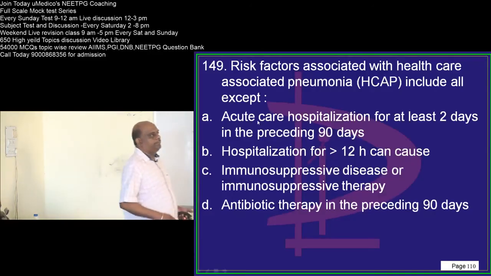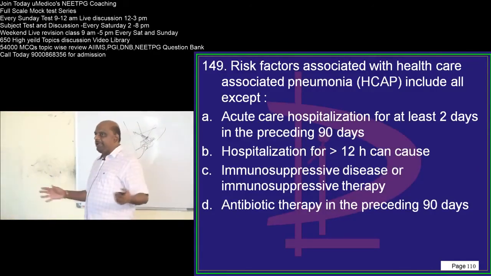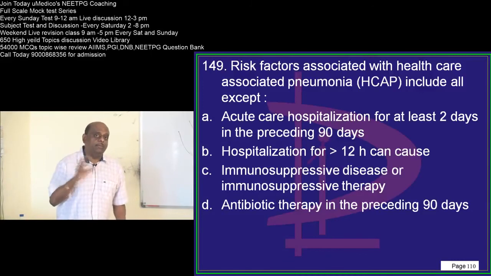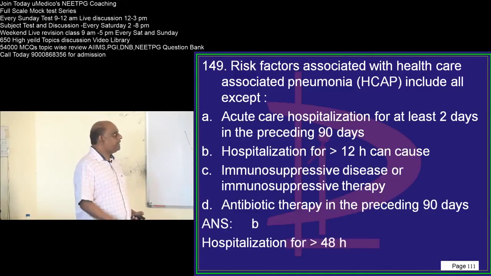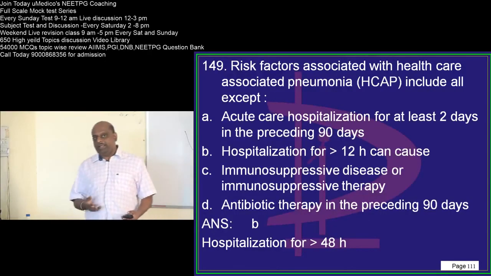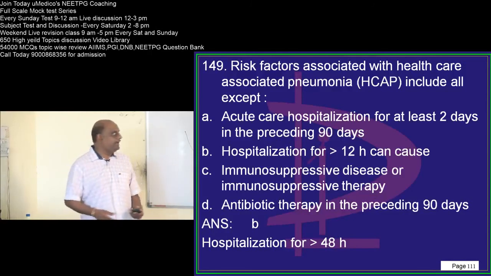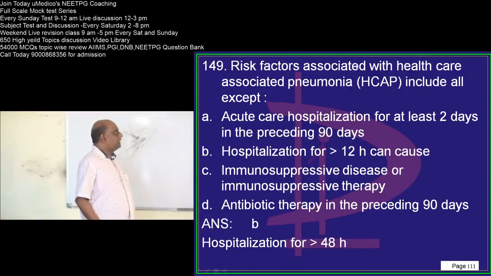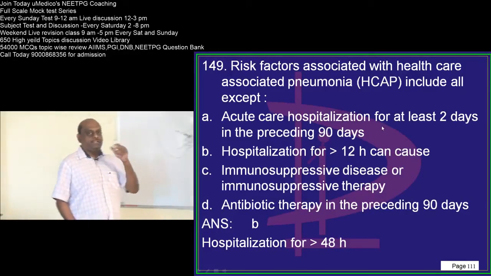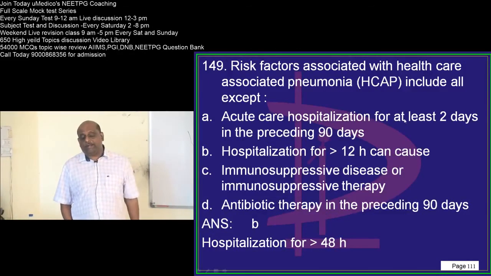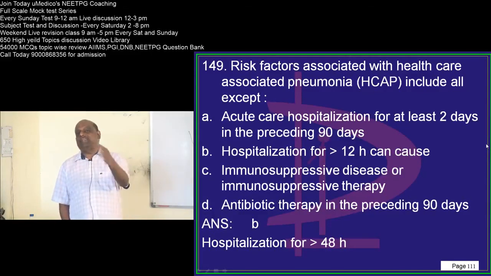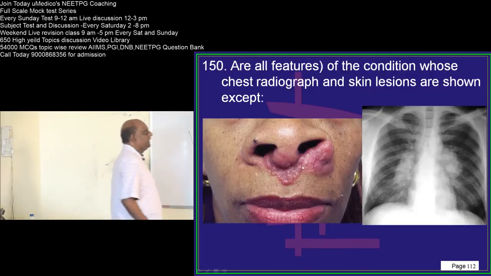Now with regard to healthcare facility, hospital associated pneumonia, which pneumonia is treated to be hospital acquired? Unless the patient has been admitted for more than 48 hours, that pneumonia is not ascribed to be a hospital associated pneumonia. And if there was an acute care hospitalization of at least 2 days in the last 90 days, then only you can attribute the pneumonia of the person to the hospital, is what you need to remember.